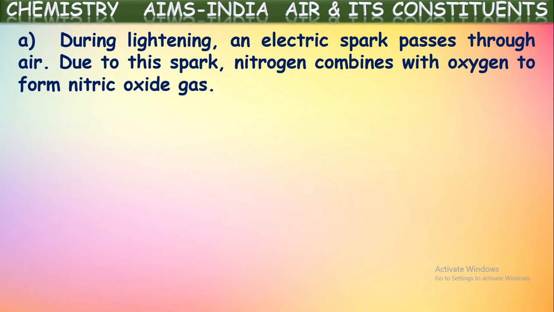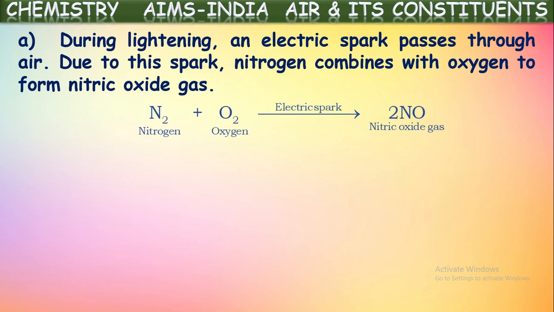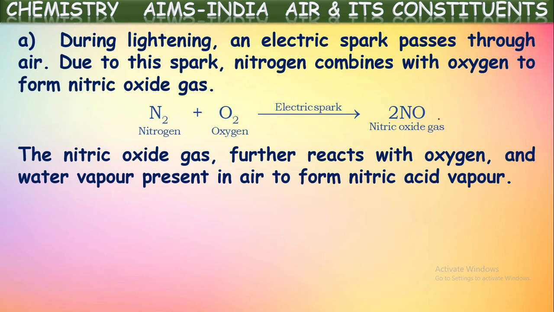Because of the electricity produced through these electric sparks, this nitrogen gas combines with the oxygen to form nitric oxide gas. So this is a reaction that occurs when the electric sparks occur in the sky. Atmospheric nitrogen reacts with oxygen, so they form nitric oxide. This nitric oxide further reacts with the oxygen and water vapor present in the air to form nitric acid vapor.